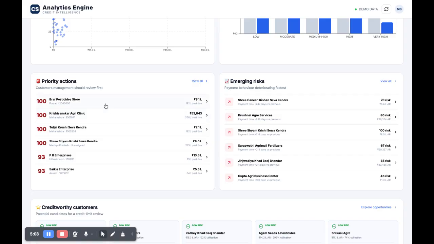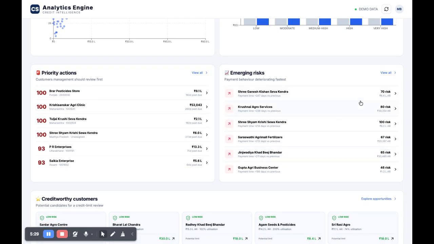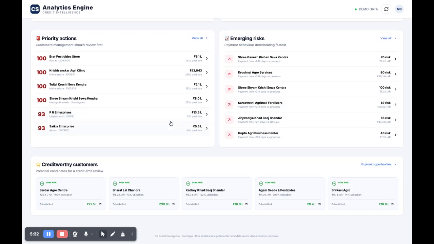Priority actions. These are the customers for whom you should look into detail on priority, because their risk score is increasing very fast, or for some of them the risk score has already touched 100, which is the highest risk score. Similarly, these are different ways of showing the data to you. And these are customers who have low risk, and there is potential for you to consider increasing their credit limit. This system we can also extend to dynamically calculate and set the credit limits of all your dealers and distributors with the use of AI.